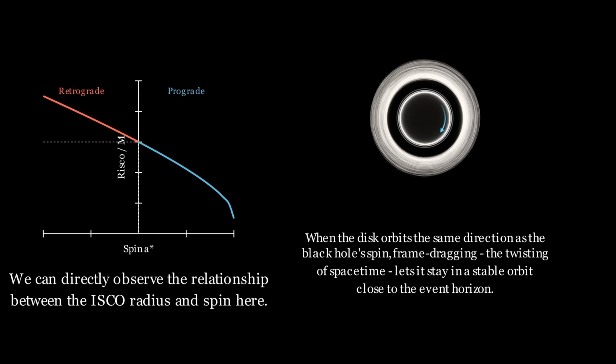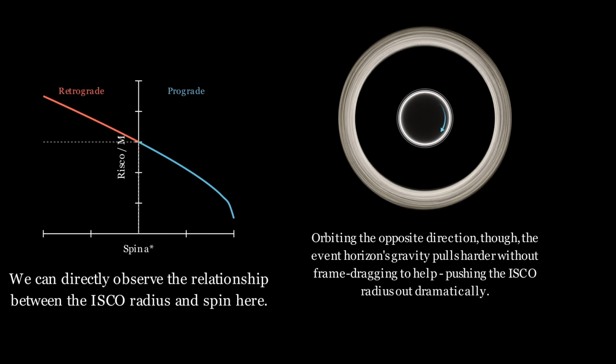When the accretion disk orbits in the same direction as the black hole spin, frame dragging, which is the twisting of space-time, allows it to stay in a stable orbit close to the event horizon. When orbiting in the opposite direction, however, the gravitational pull of the event horizon is more effective without frame dragging, pushing out the ISCO radius dramatically.